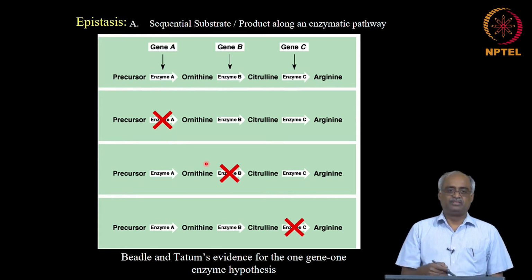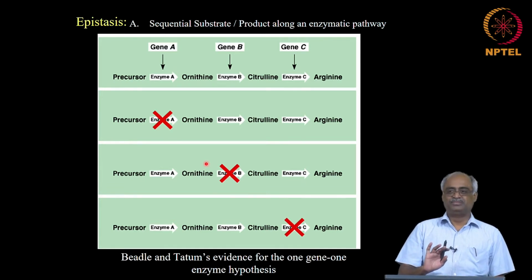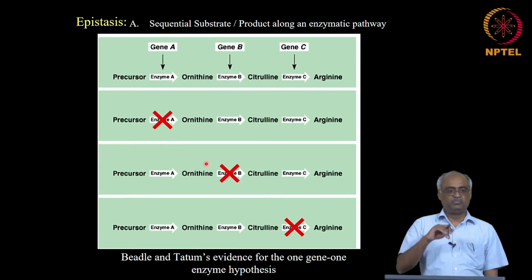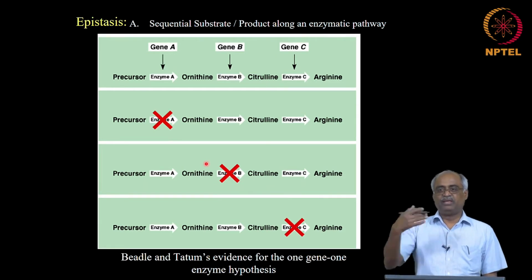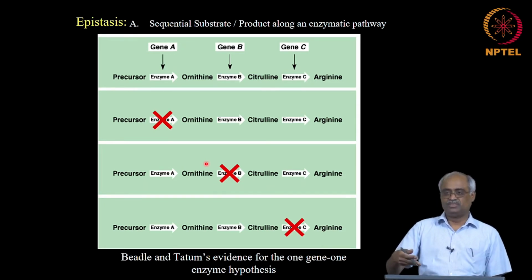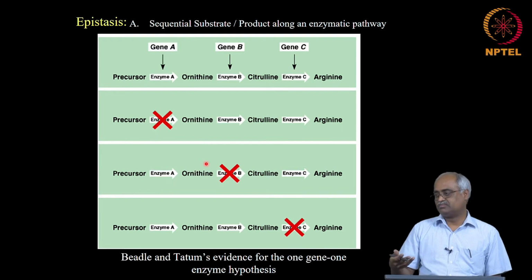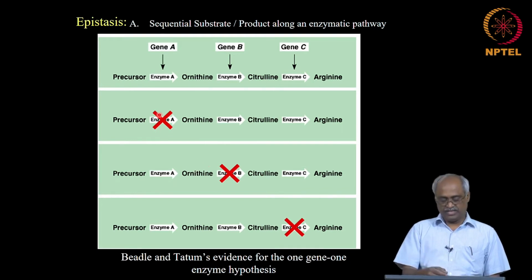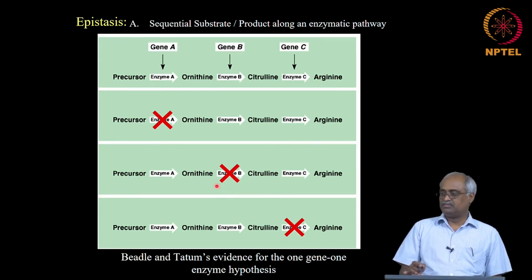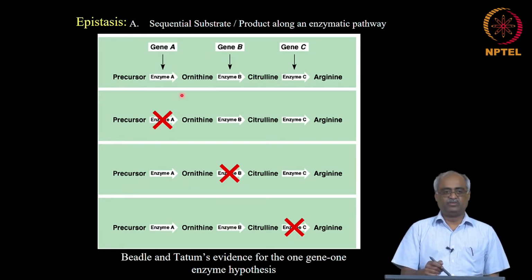In that context, this is an epistasis analysis, and here you say A is epistatic over B. So, whichever gene whose mutant phenotype prevails in the double mutant, you call that the epistatic. In this example, A is epistatic over B. A means no ornithine, AB is also no ornithine. B would have made ornithine. Therefore, the AB phenotype is like the A phenotype. So, you say A is epistatic over B.